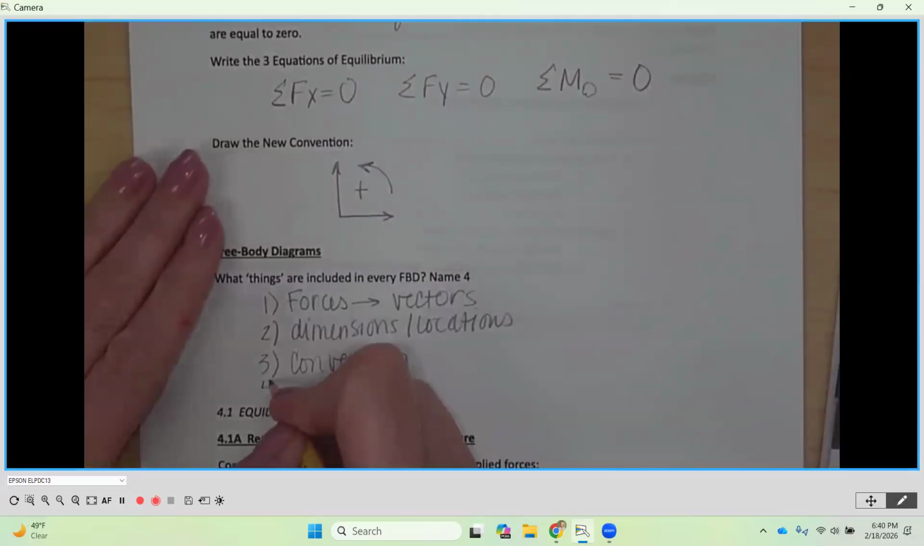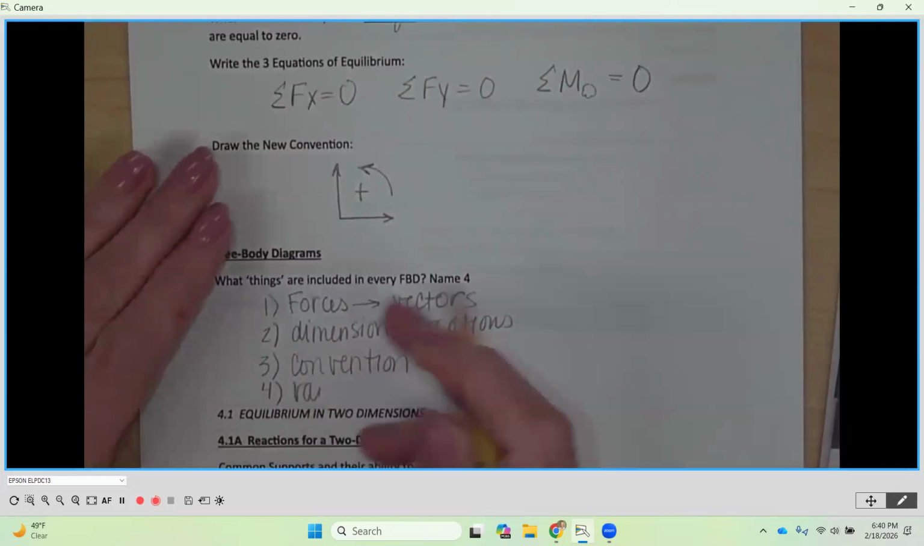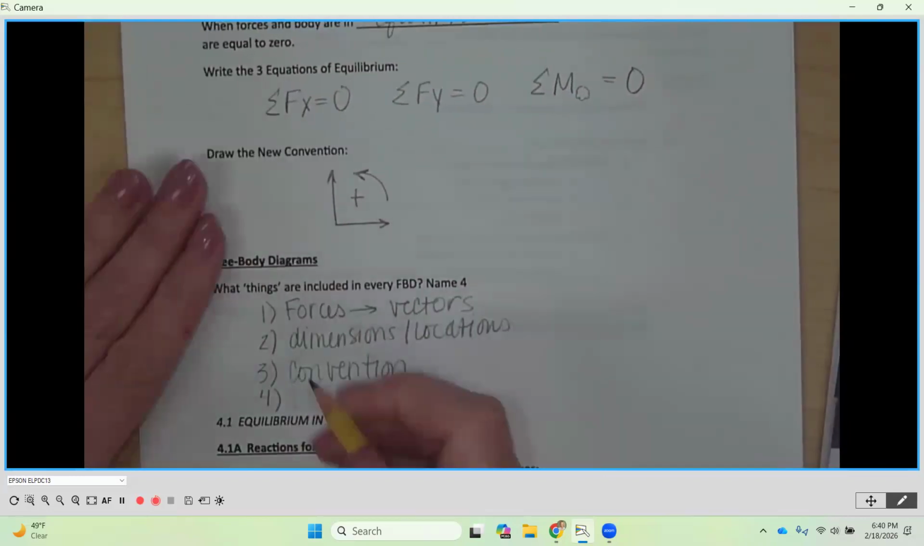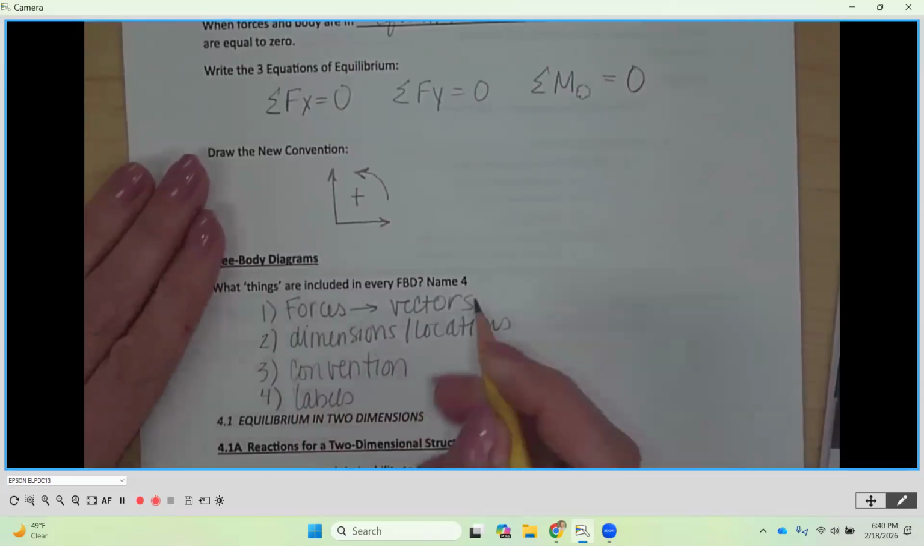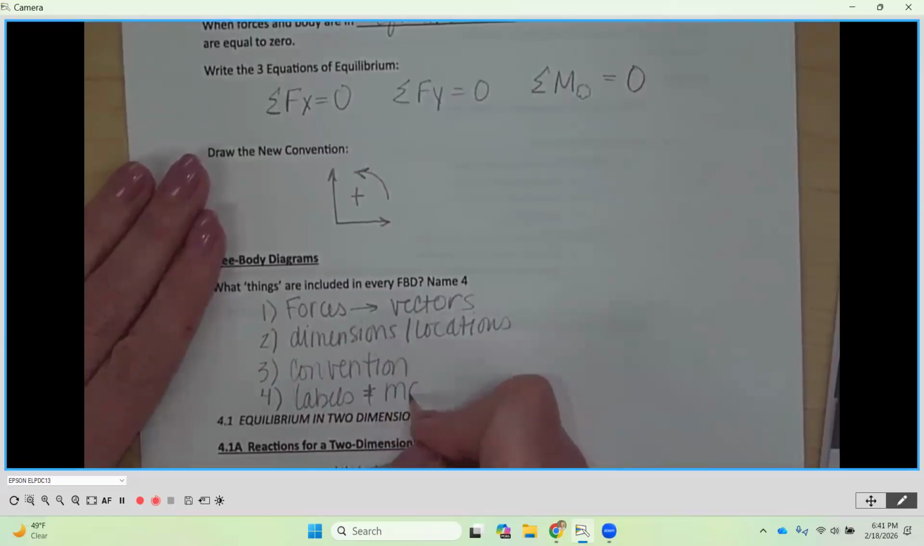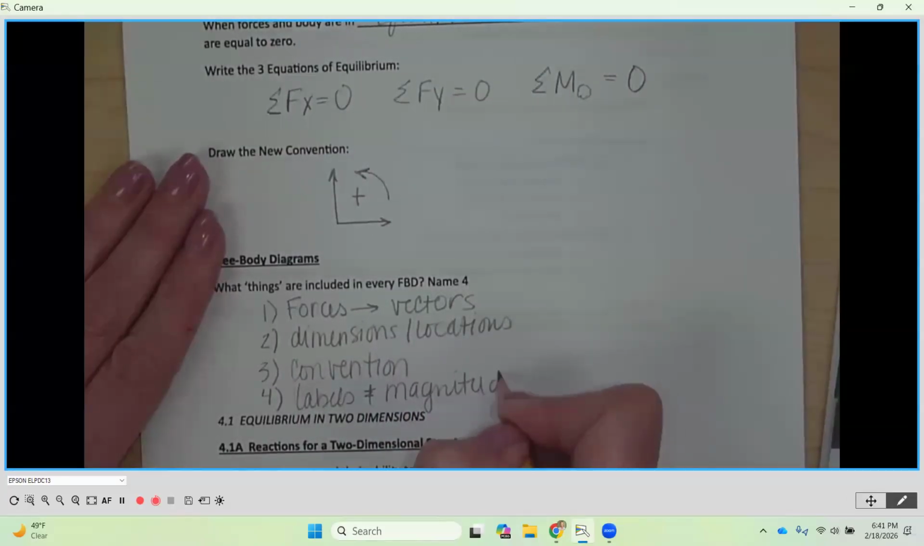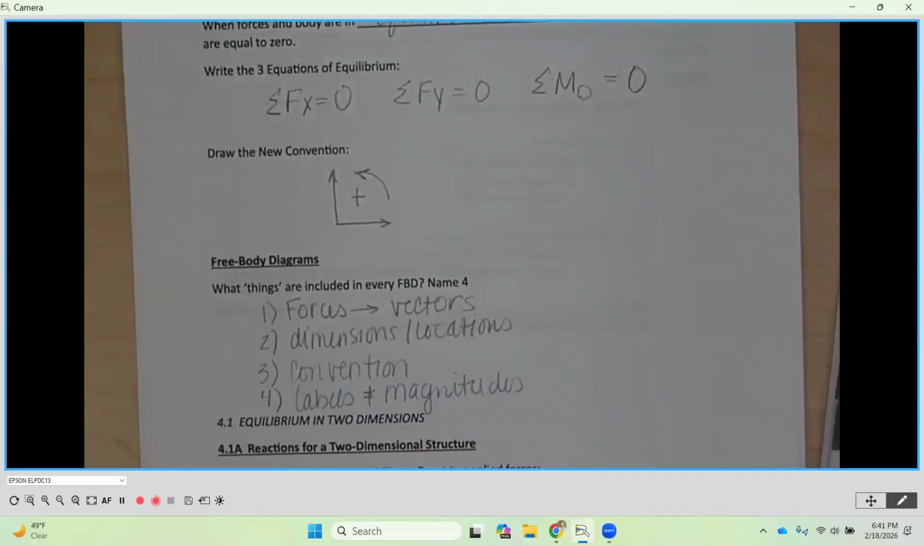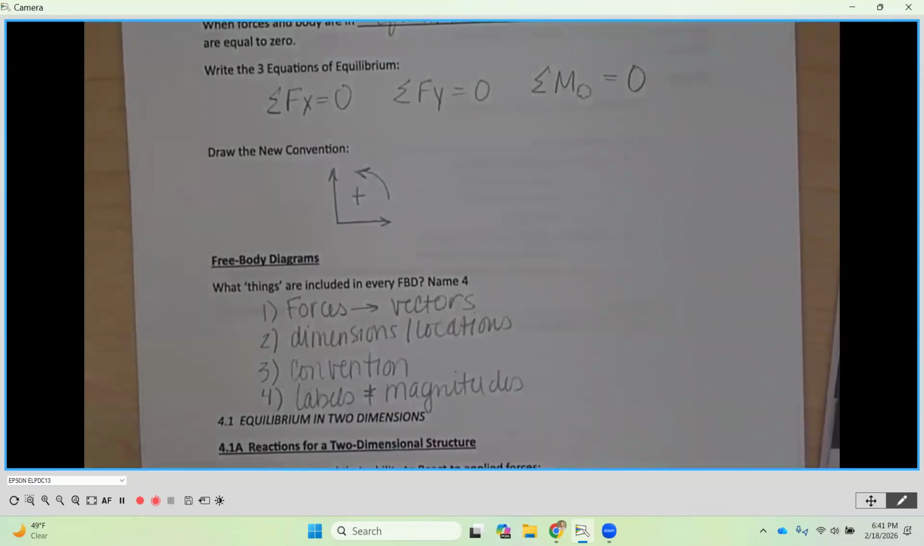And then number 4 is going to be labels. I'm going to call it labels in general, and magnitudes. So for instance, when we're calling out forces, we want to say, is it force 1, force 2? And if we know its magnitude, we want to make sure that we have the correct value with its units. So all of the information about that problem in a simplified version is what our free body diagram is going to be.